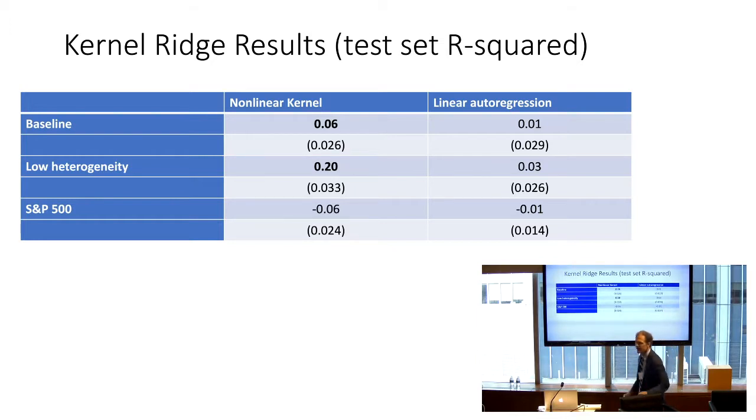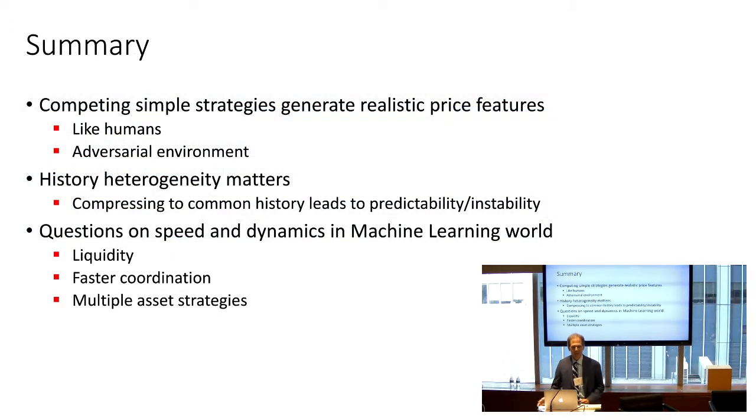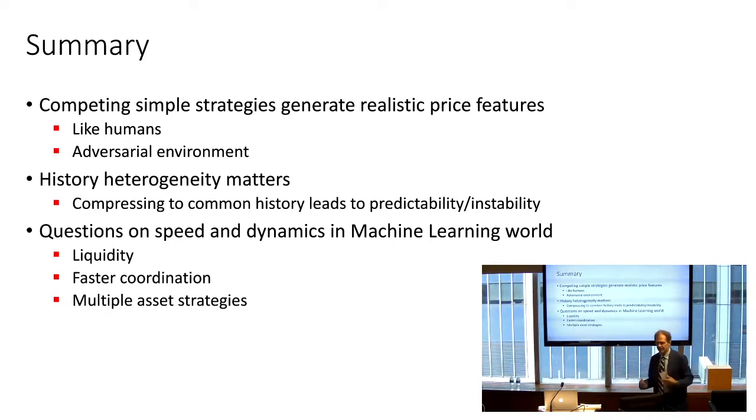So the bottom line, let me just wrap up: one of the things we see in the agent-based world, and we've seen this for a long time, is that competing simple strategies generate realistic price features. I'll emphasize simple, so it doesn't even take a lot of horsepower in these strategies to generate this. This is very much in a complex system spirit. These are relatively simple adaptive strategies generating a fairly rich environment. The outcome looks a little like humans.